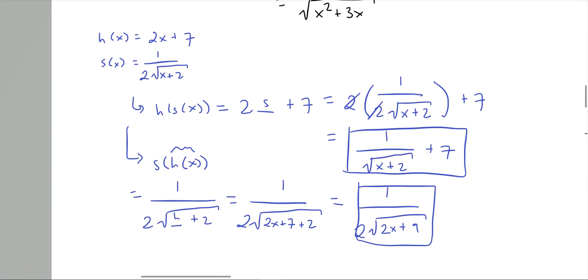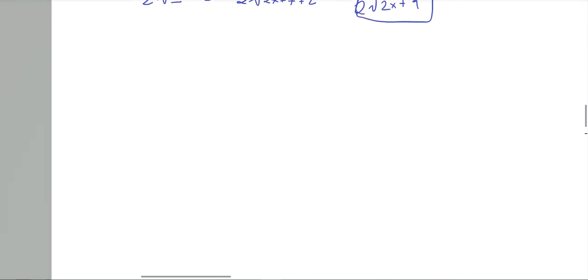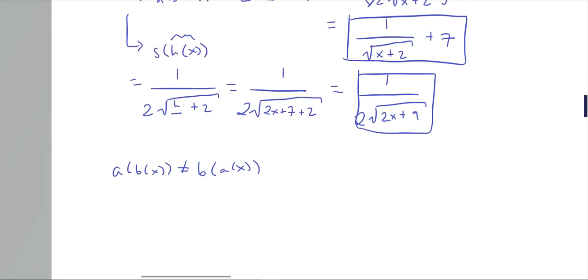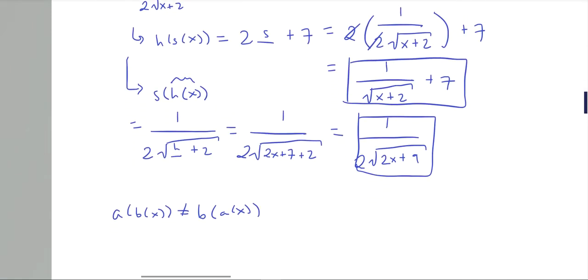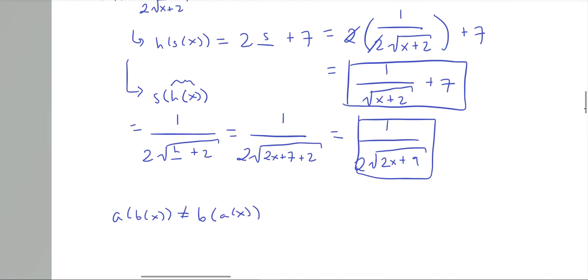Notice, if you have functions a and b, a of b of x does not necessarily equal b of a of x. So if you find one composed function, you can't automatically find the other by just saying it's the same thing. You have to be careful about which function is on the outside and which function is on the inside in order to find the correct answer. And we're done.